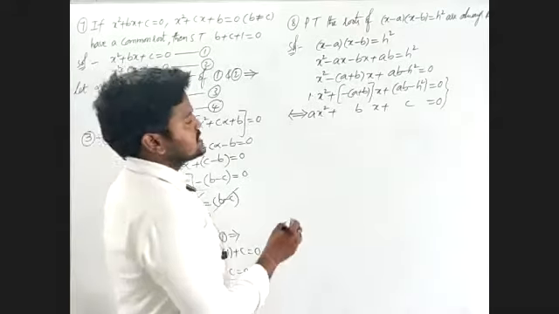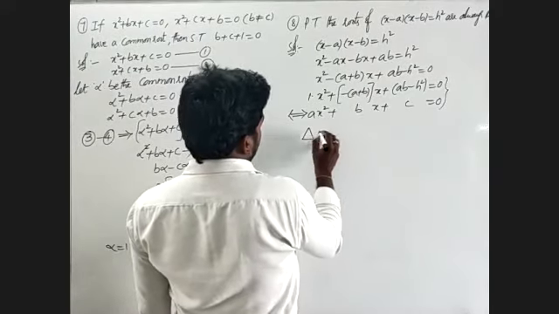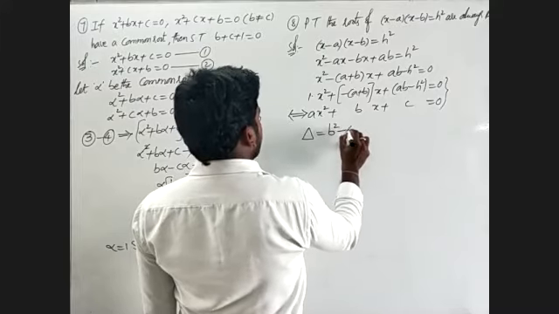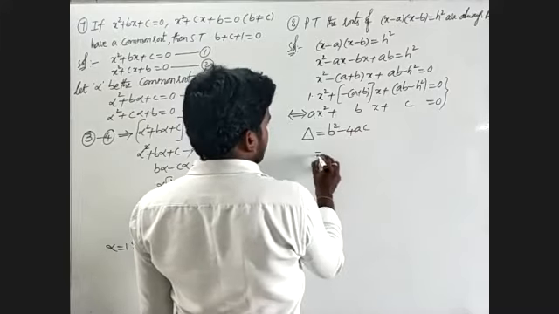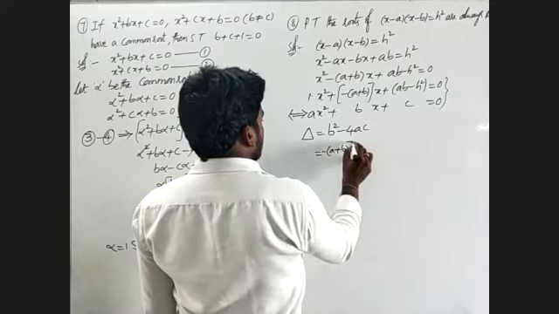We will observe. First, we will take their discriminant. Delta is equal to, what is the formula? B square minus 4ac. Their given b is minus of a plus b whole square.